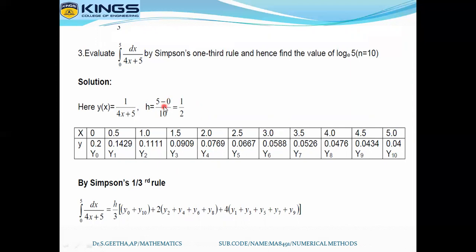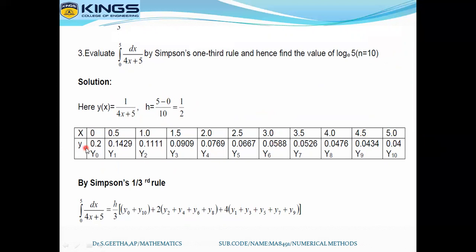What is the length of the interval? 5 minus 0, 5. What is the number of subintervals? It is given that n is equal to 10. So h is equal to 1 by 2. Now we obtain the tabulated values by using the function y of x equal to 1 by 4x plus 5. We start from 0 and find the values from 0 to 5 by using the value of h.